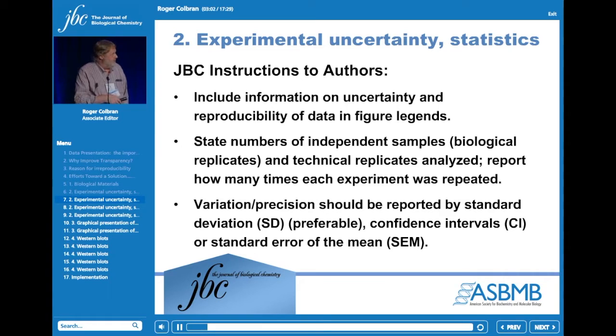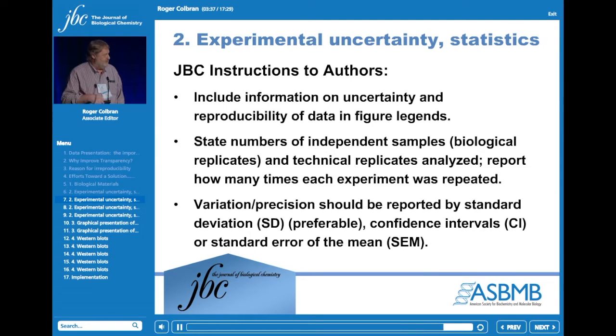So again, from our instructions to authors, it's critical that you include information on certainty and reproducibility of the data in the figure legends. Don't make a general statement in the methods, because we don't know whether that applies to every figure or not. It needs to be in the figure legends. And again, in the figure legends, you need to state the numbers of independent samples, biological replicates, and technical replicates that are analyzed, and describe how many times each experiment was analyzed and repeated. And then you should very carefully document the variation and precision in your data using measures such as the standard deviation, which is what we greatly prefer, and I'll show you why in a minute, confidence intervals, or the standard error of the mean.